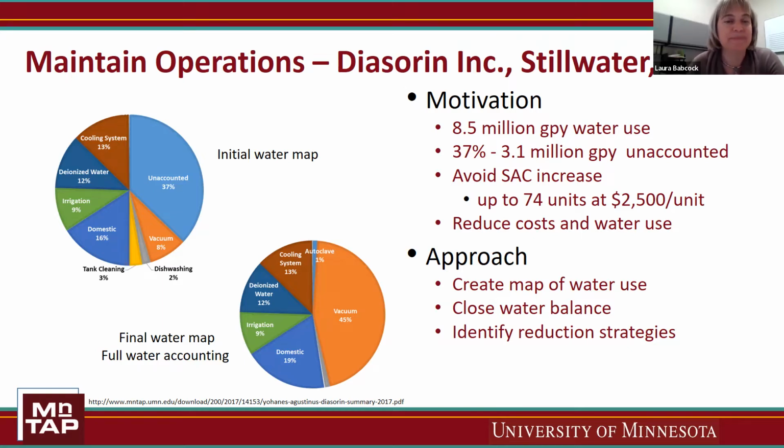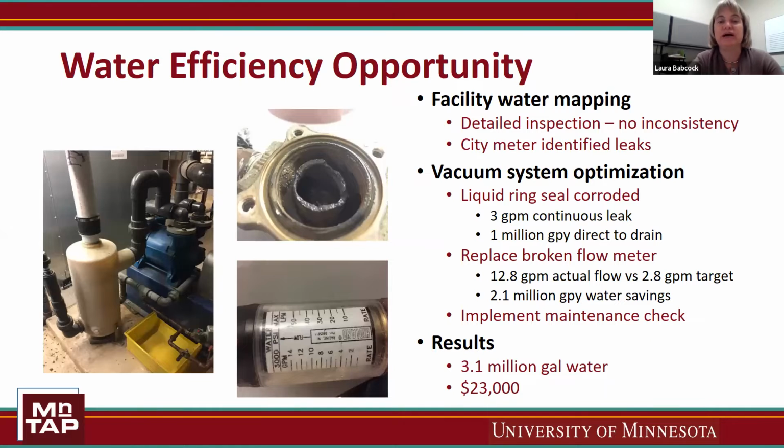So their initial map looked like the one on the left, where they had about a third of their water or more they couldn't account for. They didn't know where it was. So the approach was the student intern created a map of the water use in the facility and was able to close the water balance. So we didn't have this big gap in what we were missing. And they were able to identify reduction strategies. And what was missing was a leak.